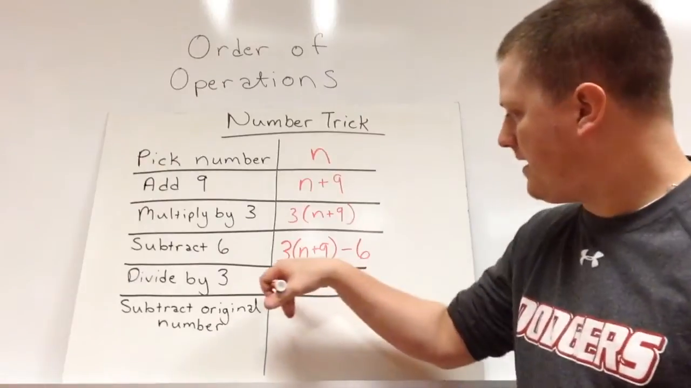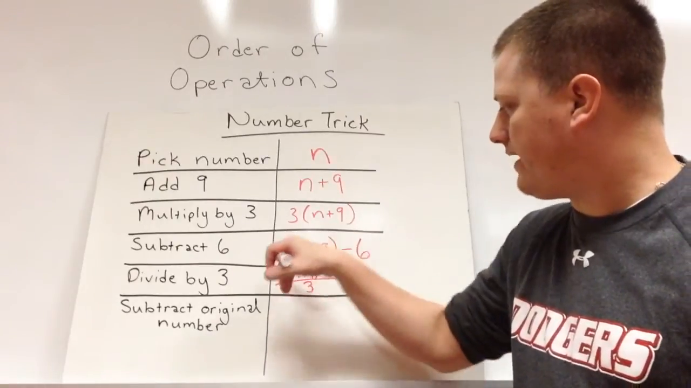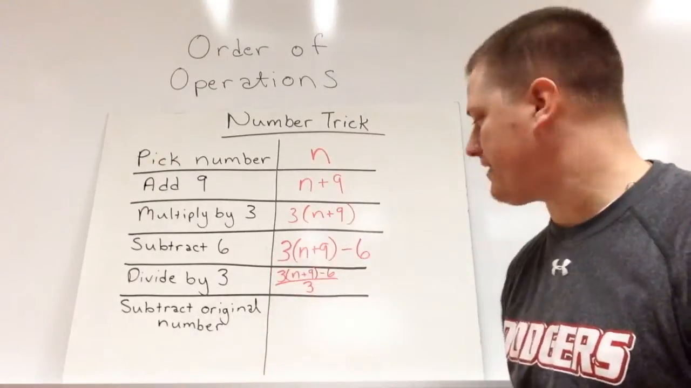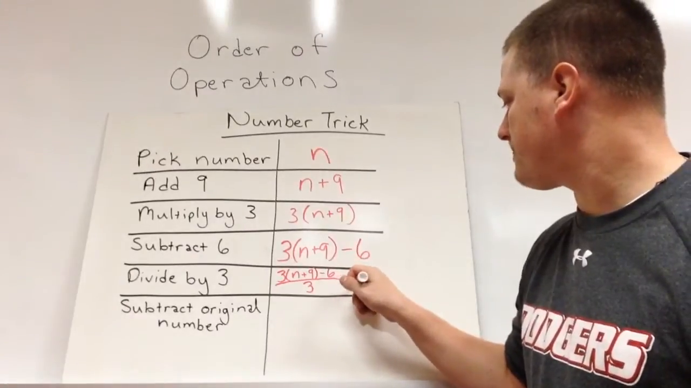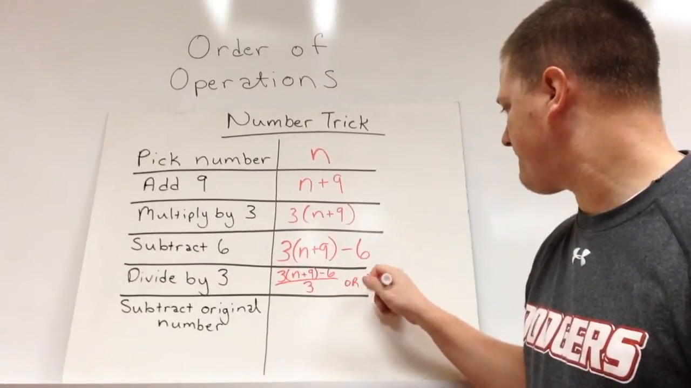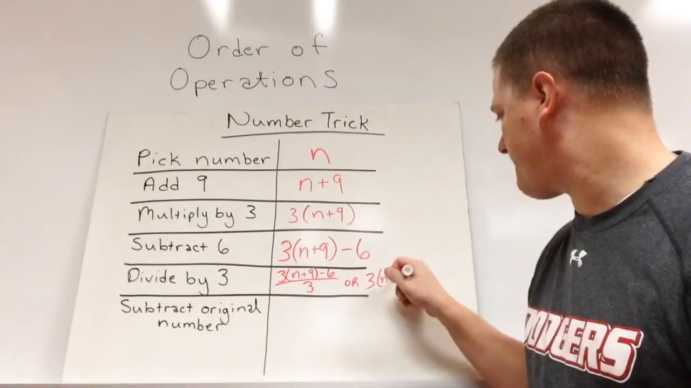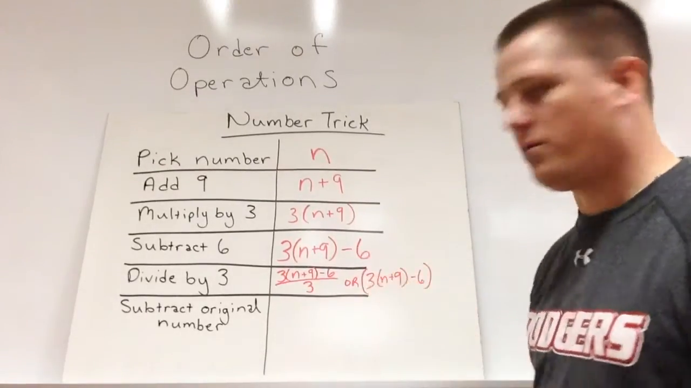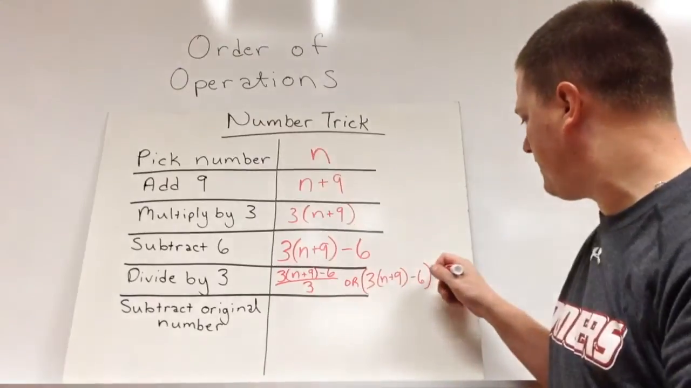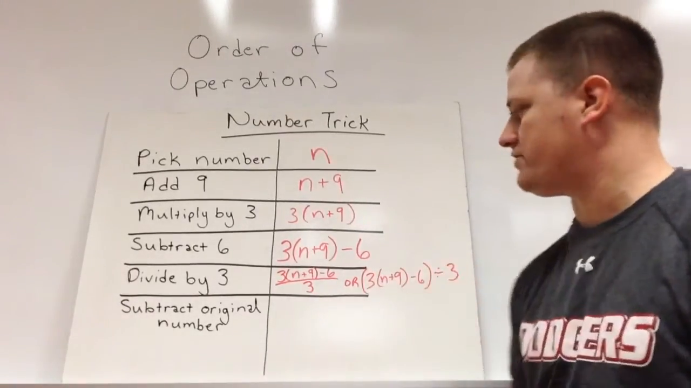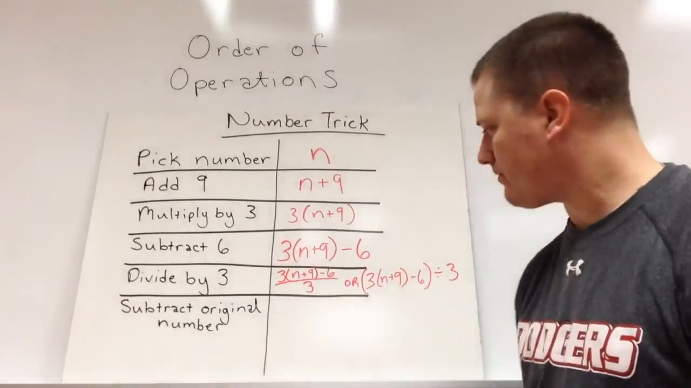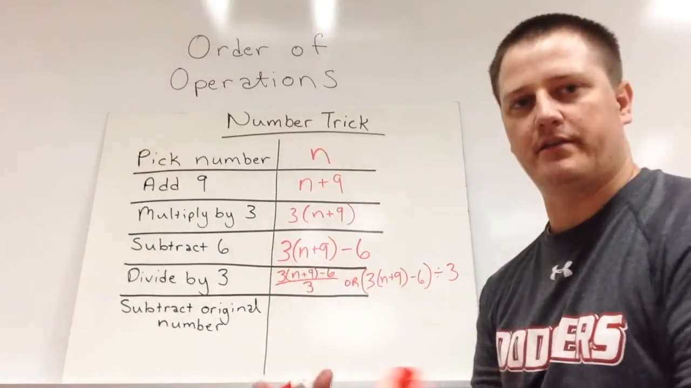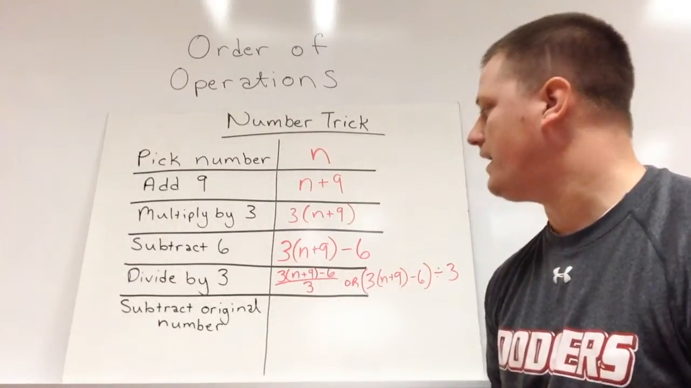That's the first version, a big division bar, so we have to do everything on top before we divide by 3. Or we can put a parentheses around everything and put a division by 3. Okay, I'm going to go with the first one. It's a little bit less to write.